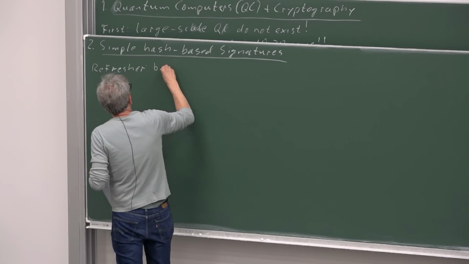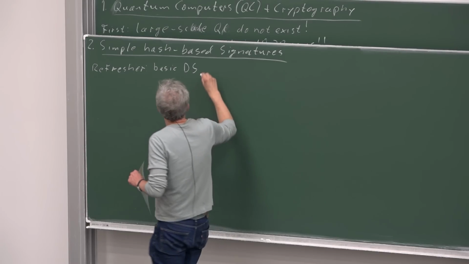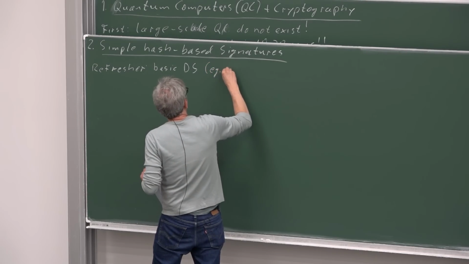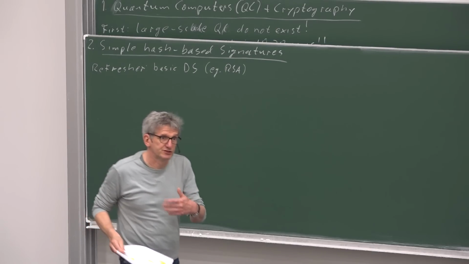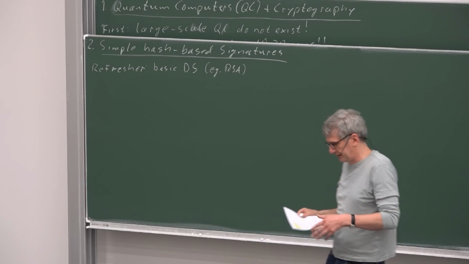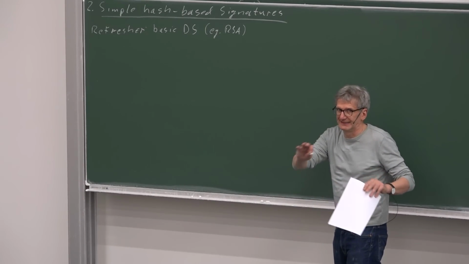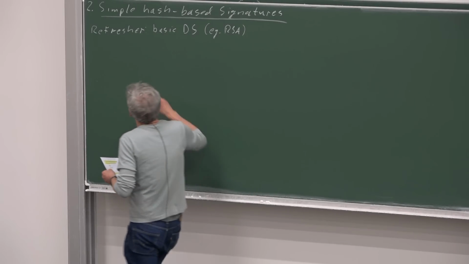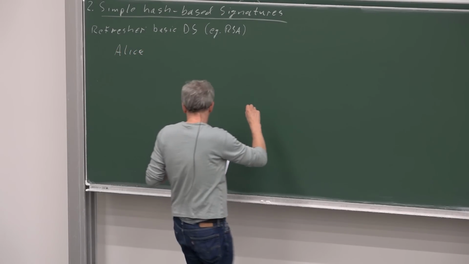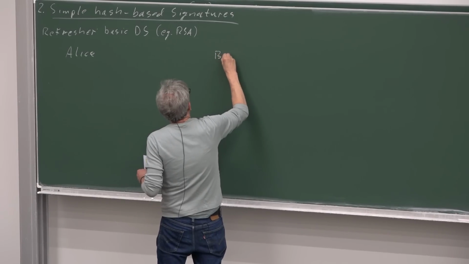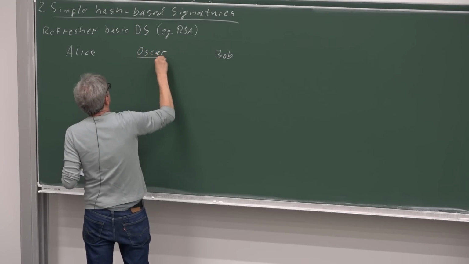Basic DS, basic digital signatures, right? E.g. RSA or ECDSA, elliptic curve digital signature algorithm, which we did not do here in the lecture, but it's in the book. Okay, and you all know this. This is very simple, what I'm going to show you. We did that, I think, 3 or 4 weeks ago. So we have Alice, we have Bob, and we are also going to need Oscar for the discussion.